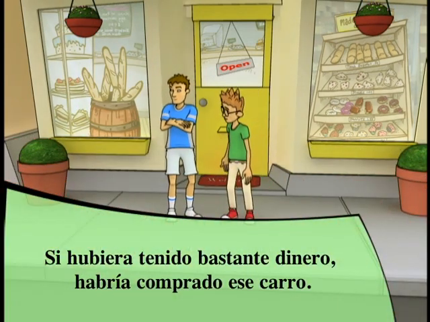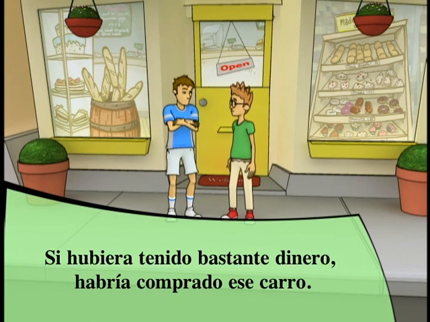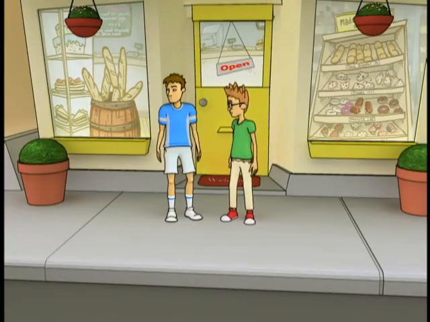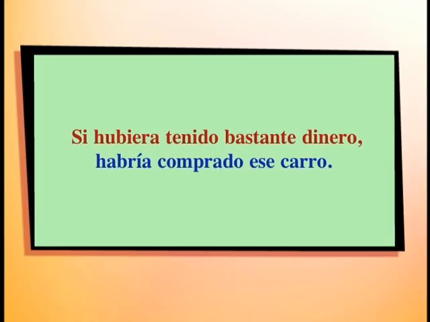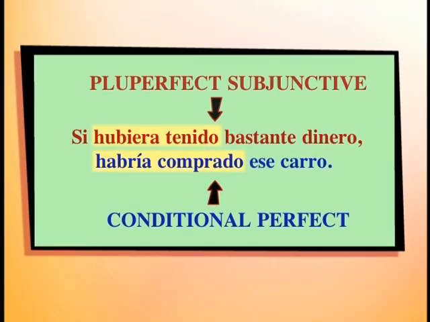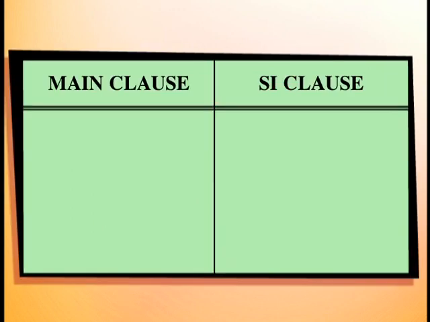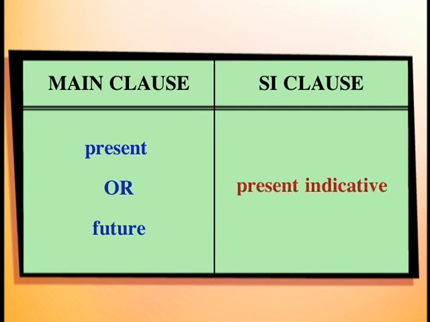Si hubiera tenido bastante dinero, habría comprado ese carro. Same thing. Pluperfect subjunctive. Si clauses have a very specific sequence of tenses. If the main clause is in the present or future, the si clause takes the present indicative.